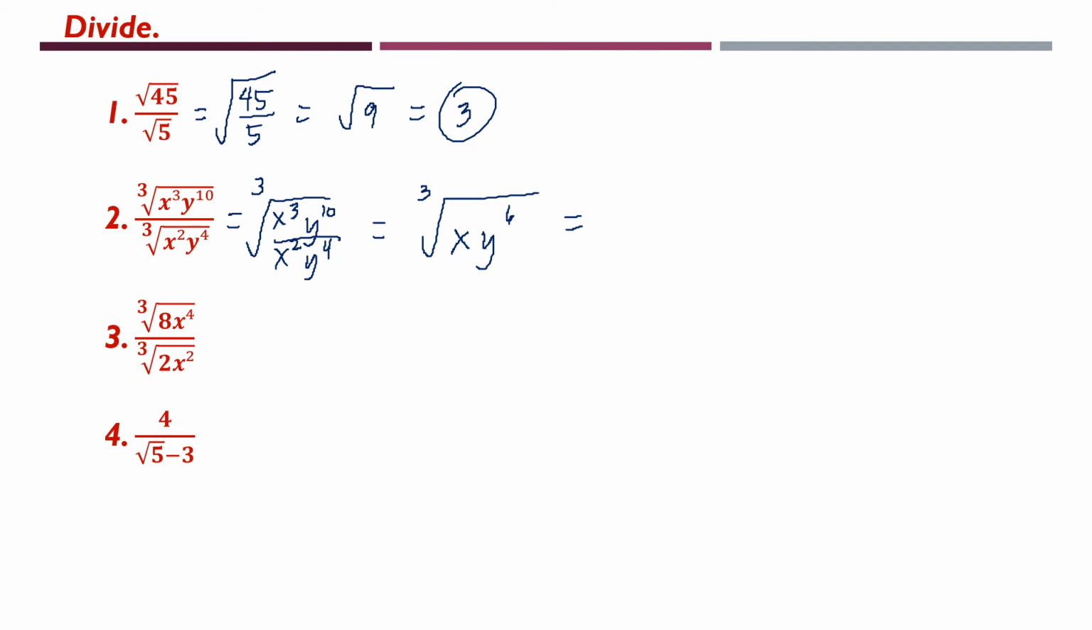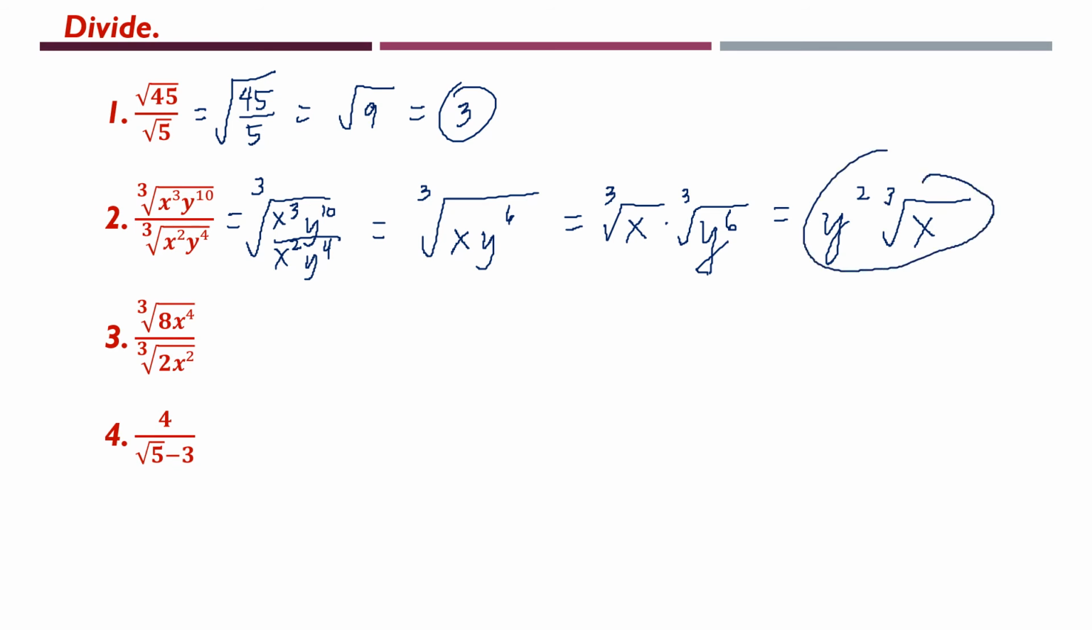Now this expression is the same as the cube root of x times the cube root of y to the 6th power. Y to the 6th power is a perfect cube, and the cube root of y to the 6th power is y raised to the 2nd power. And then x will be left inside the radical sign. So for our final answer, we have y squared times the cube root of x. This now is our quotient.